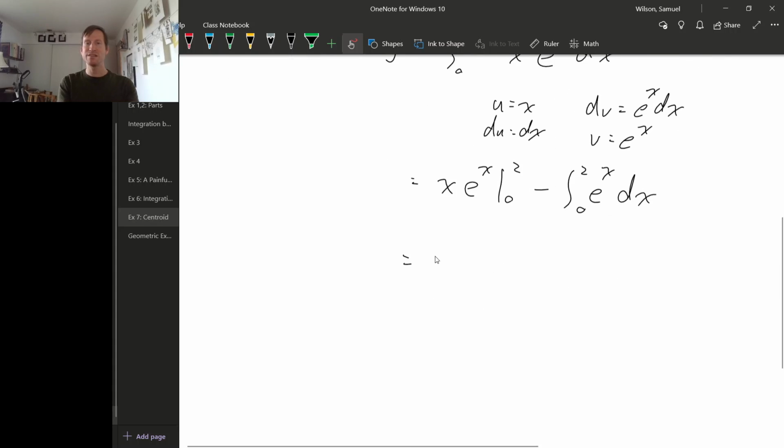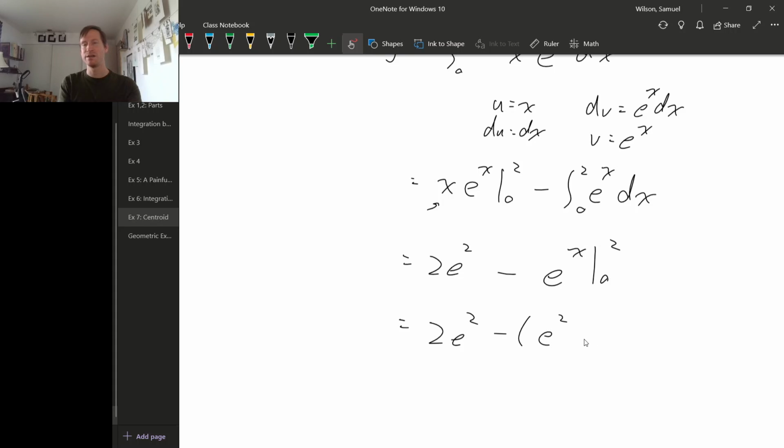Okay, this first piece gives us 2 times e squared. And then when you plug in 0, you get 0 because of the x there. So minus 0 here. Minus, and then integral of e to the x is e to the x from 0 to 2. So 2e squared minus e squared minus 1. So e squared plus 1. And that's the moment about the y-axis.